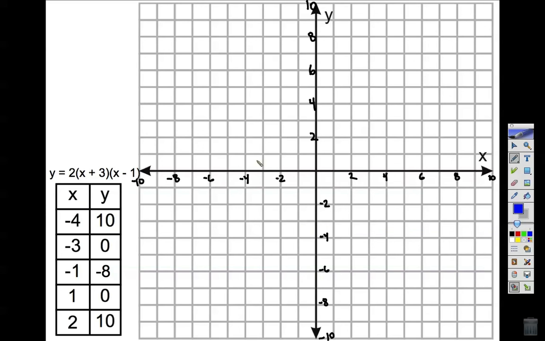So (-4, 10) is right here. (-3, 0). (-1, -8). (1, 0). (2, 10). If you wanted to, you could have found the value when x is 0, when x is -2.